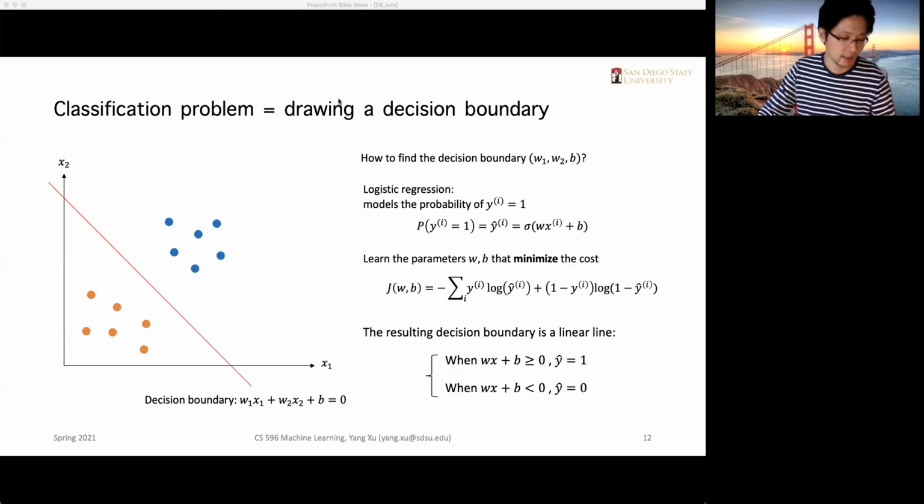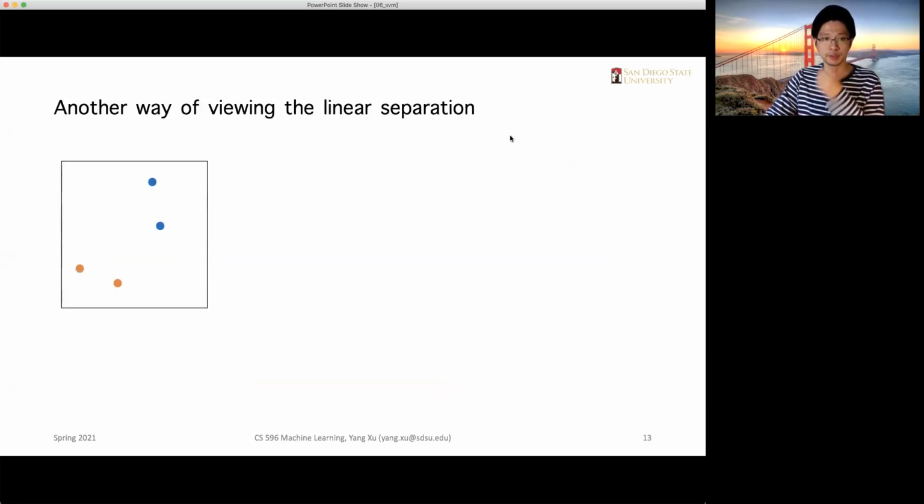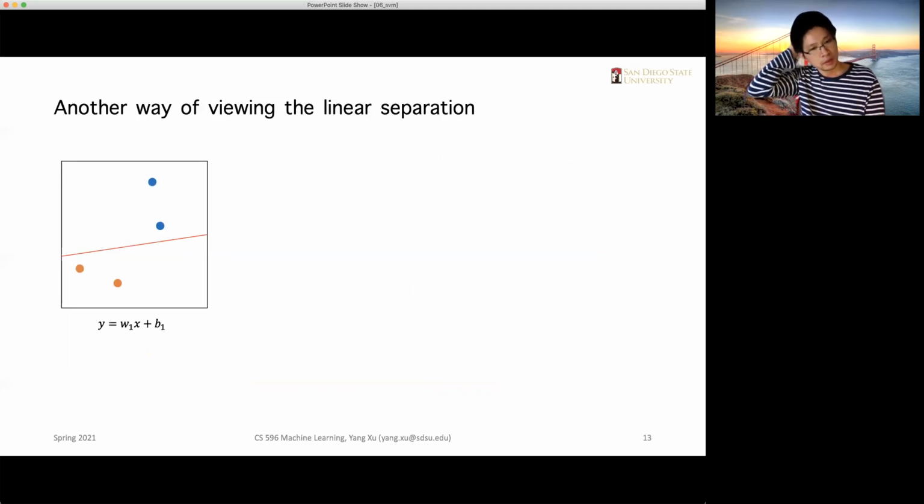But we have a different thought here. Another way to think about how to find the linear separation is to look at the relationship between the boundaries and the nearby data points. For example, this one is definitely a boundary that works. We can separate the two by looking at the boundary. I put two dashed lines to indicate how close this boundary is to the most nearby data points on both sides.